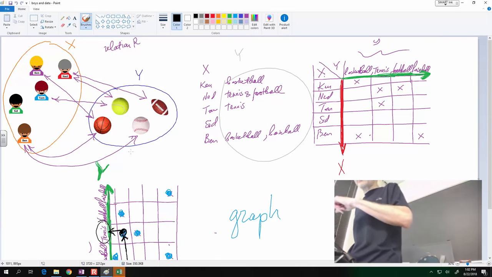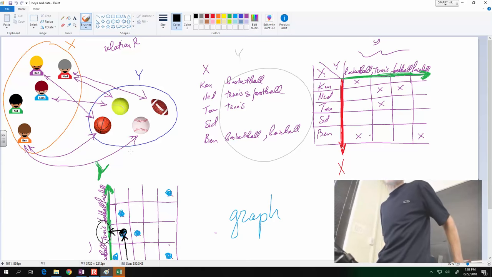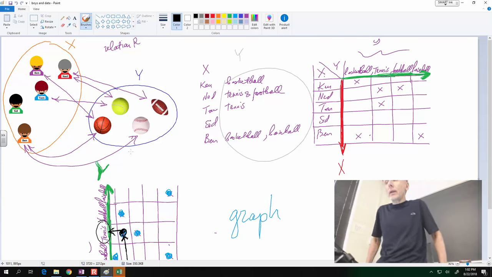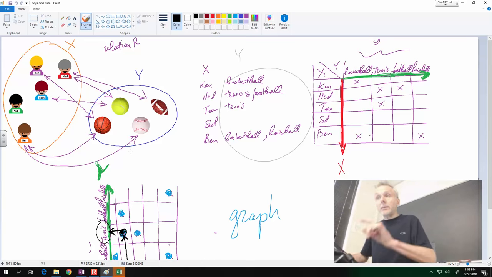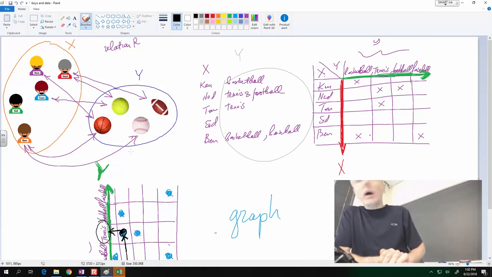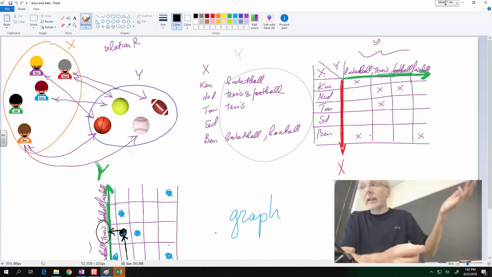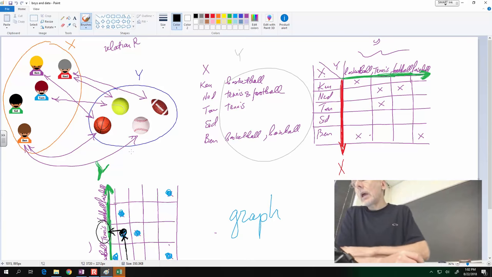Whichever ball is played with by whatever boy, and vice versa. Okay, so as you can see, the arrows go back and forth, and as a matter of fact, there might be several arrows arriving at the same ball. As you can see over there, a tennis ball has two boys playing with it, and at the same time, if you look at that boy Ned, Ned played both tennis and football on that particular day.